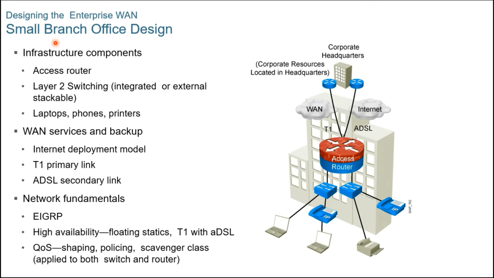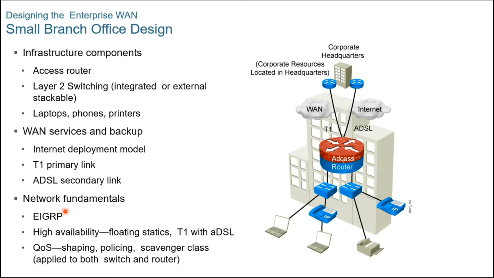Small branch office design. Small branch office designs combine an ISR access router with layer 2 switching and end user devices, phones, printers, and so forth. A typical design is illustrated on this figure. WAN services are typically provided by a T1 primary link. The internet is used as a WAN backup accessed by an ADSL connection.